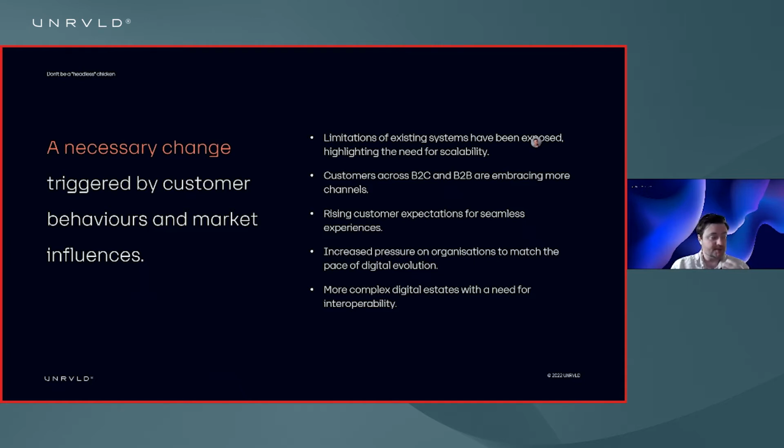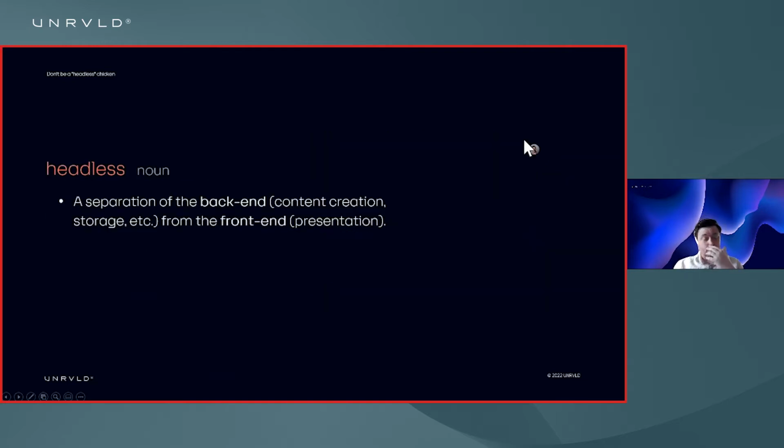For companies as well, there's an increased pressure on them to match that pace of digital evolution. And these traditional architectures are holding them back. And particularly as they start to fill the gaps by buying other pieces of marketing technology, your digital estate's becoming increasingly complicated, and there's that need for interoperability that needs to happen that can't be solved through the traditional model. And that's really where headless has come about.